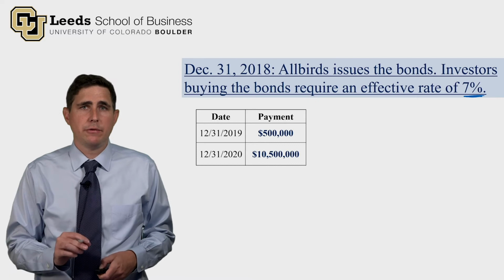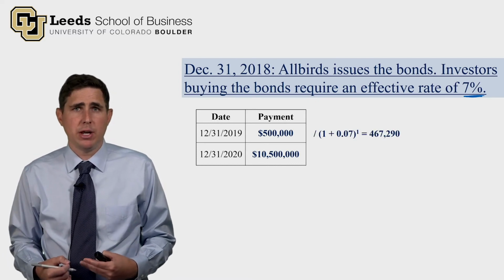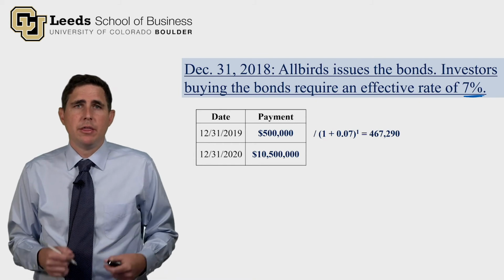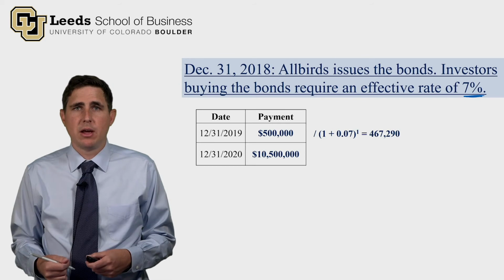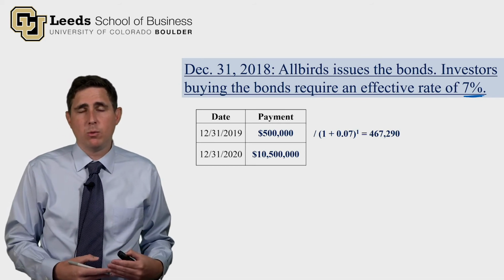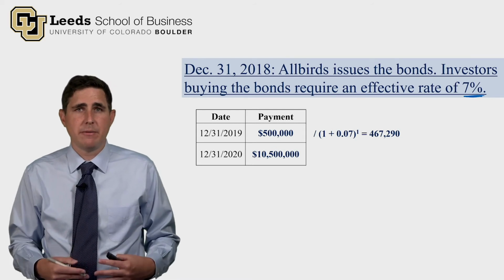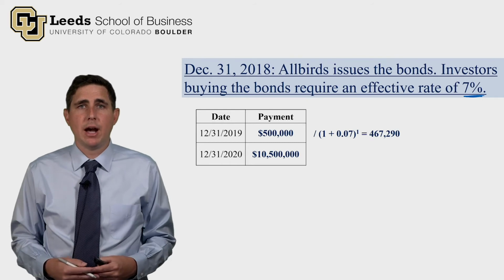So here's how they'll discount those cash flows. They'll take the future values and they'll divide by 1 plus the effective interest rate, which is 0.07. The first payment, the denominator will be raised to the first power because it's being discounted by 1 year. And so how much is a $500,000 payment worth a year from now at a 7% interest rate? It's worth $467,290 today.